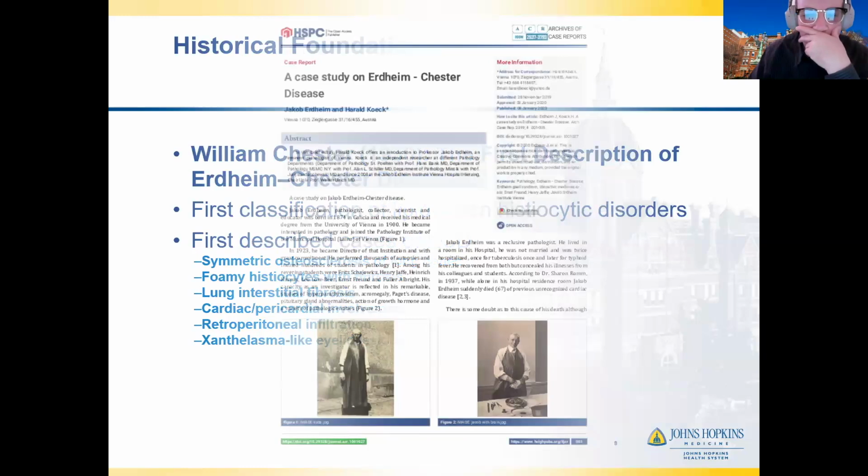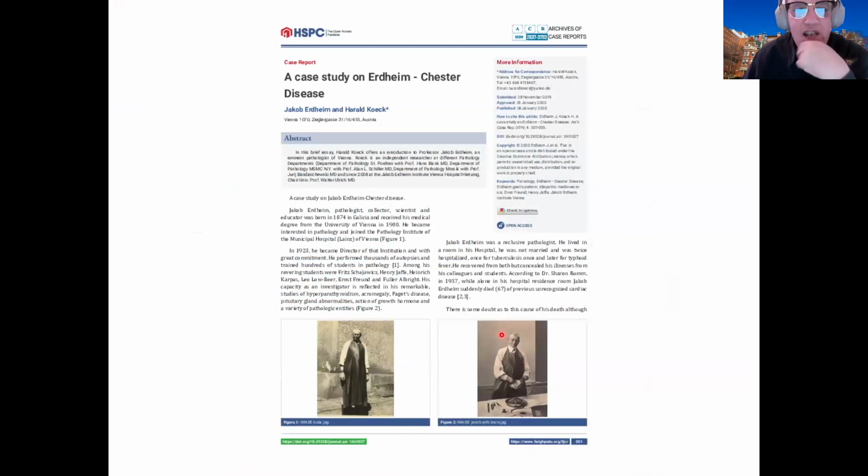And if you look at Dr. Jacob Erdheim, as I said, this is him, in Vienna, in this municipal hospital. He was not actually involved at all in Erdheim-Chester disease. He was more involved in brain pathology.